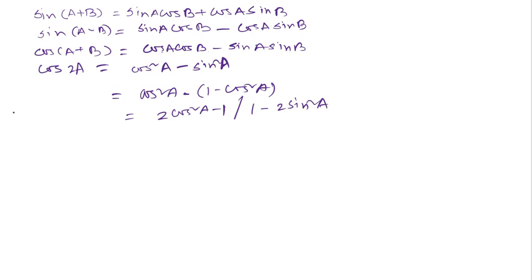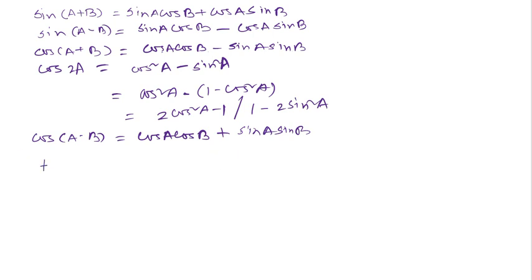And what is cos(A−B)? It is nothing but cos A cos B plus sin A sin B. So when we have cos(A+B) as cos A cos B minus sin A sin B, we can derive this from here also. Instead of B, you can put minus B. So sin(−B) is minus sin B, so that it will become plus.